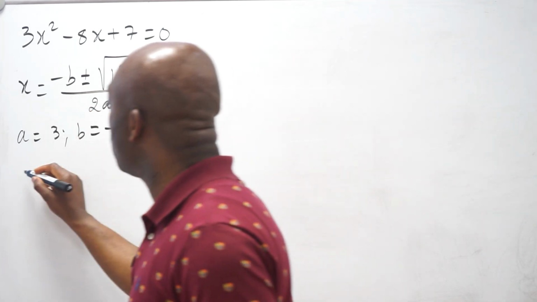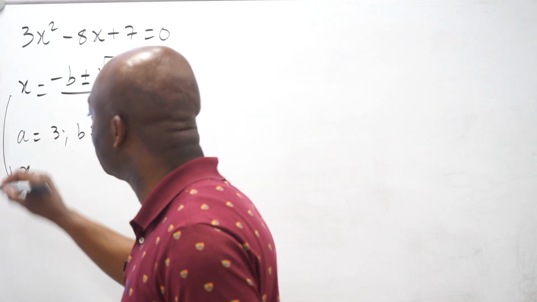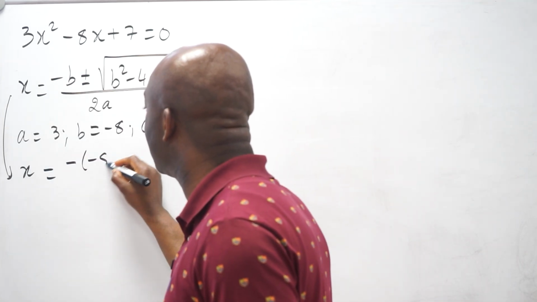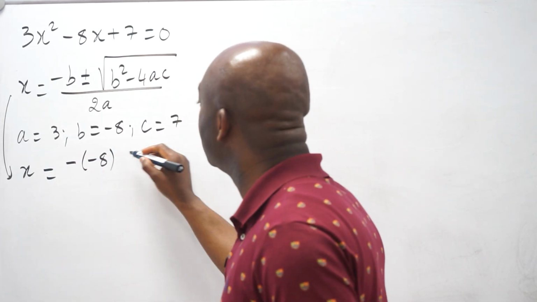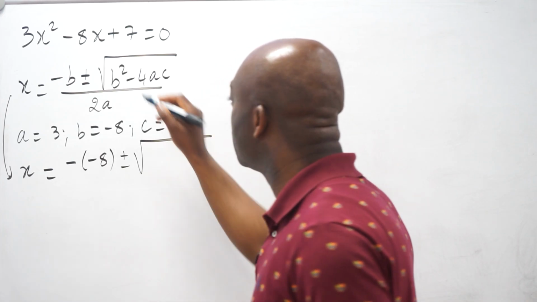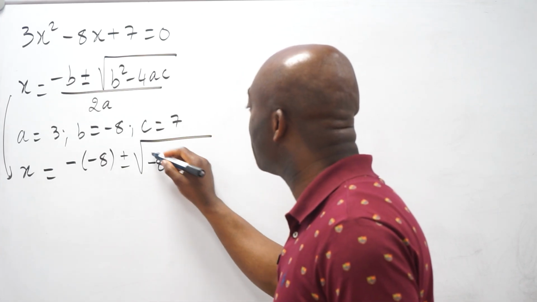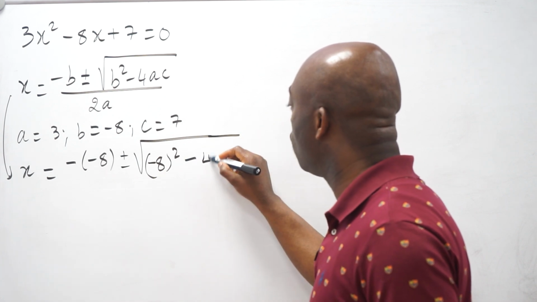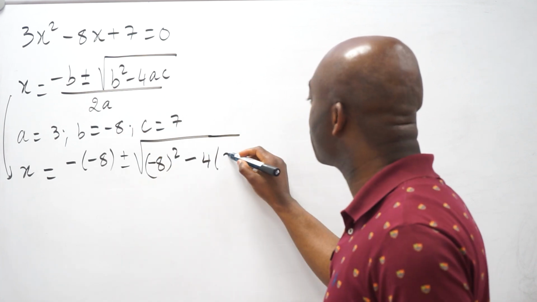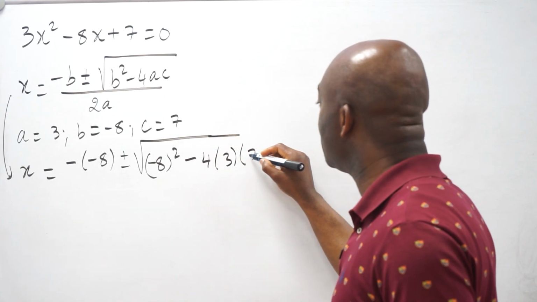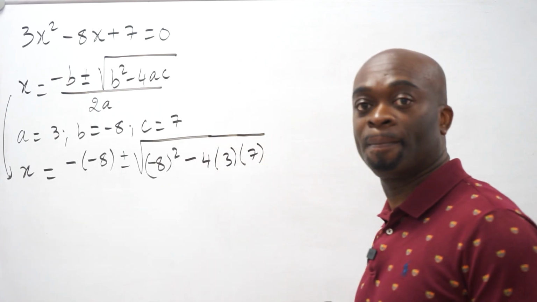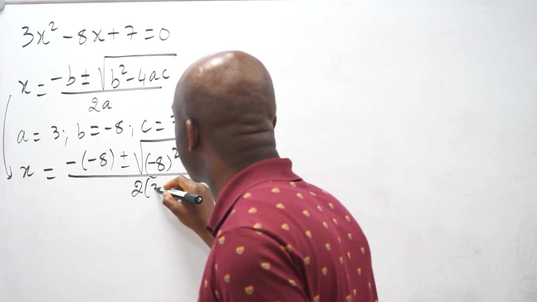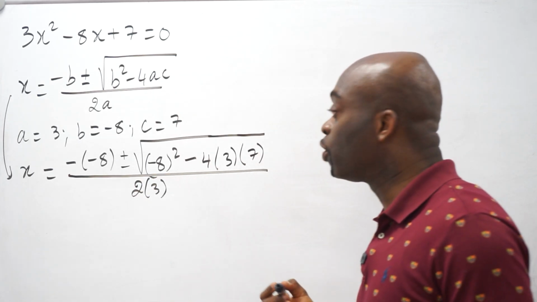All right? Now we're going to substitute back in here. Are you with me? So x equals what? Negative 8, right? Then we have plus or minus. So we have negative 8 to the second power minus 4 times a, which is 3, times c, which is 7. That will give us what? Divided by 2 times 3. So now we're going to work on this one.